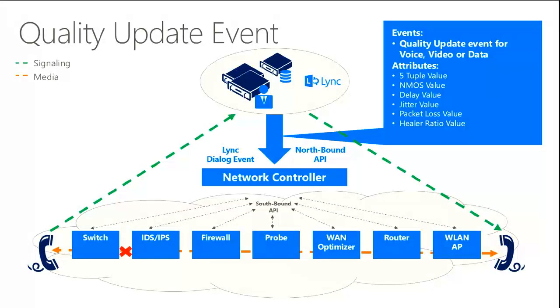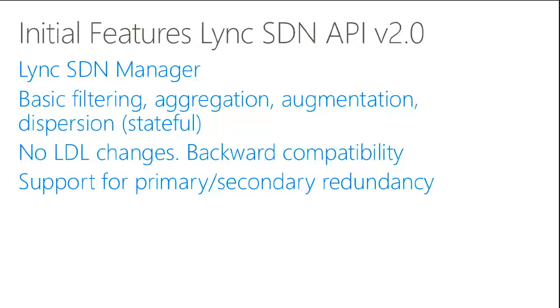The API will continue to evolve, to take information from the network itself and provide intelligence into new scenarios like call admission control, and we'll get into that at the very end. But these are the two constructs that the API ships with today, and like I said, we'll add more events. So we've actually announced Lync SDN API version 2.0. We went from 1.0, which is very basic, a diagnostic-only scenario. 1.2 came out, and now we're at 2.0.